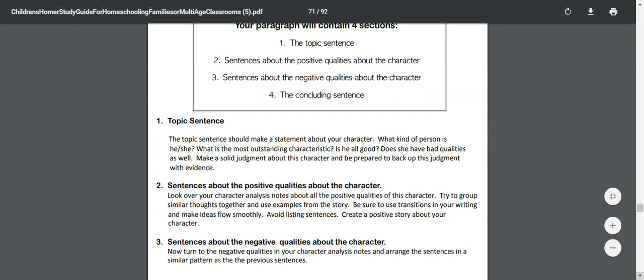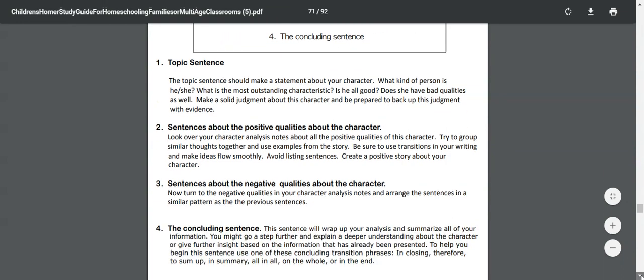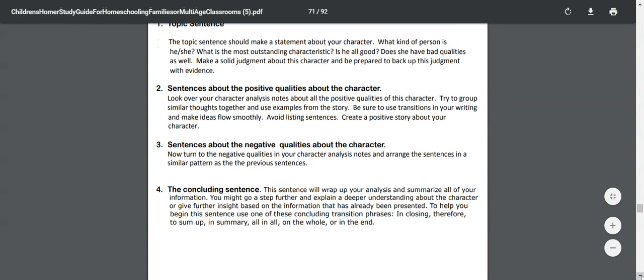Step 3 would be the sentences about the negative qualities of Achilles. So you're going to focus on what were those negative qualities, arrange them in a sentence, very similar to what we just did with the positive qualities. Okay, and then the final step, you can do 2 sentences for positive, 2 sentences for negative, and then it brings us to the end of our paragraph, the concluding sentence.